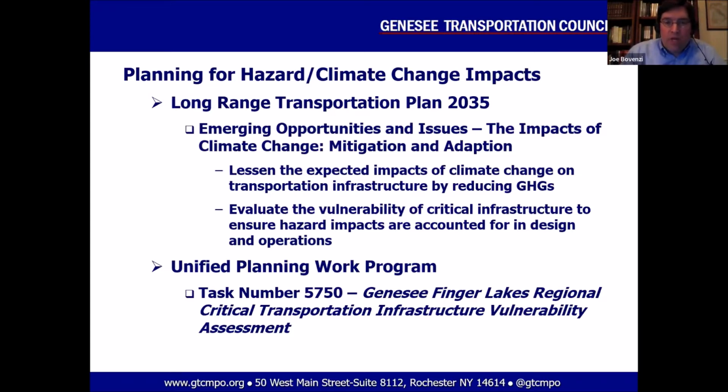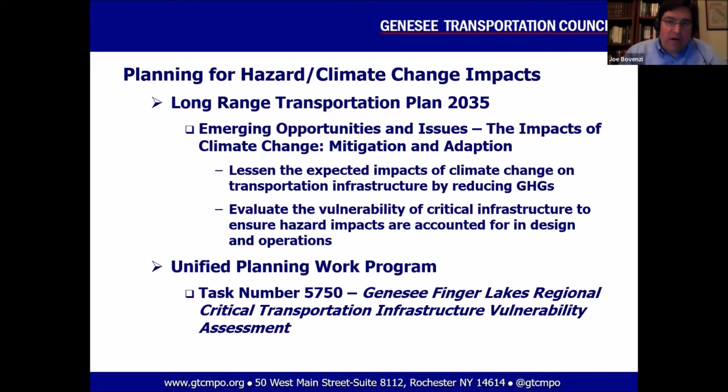Mitigation being actions or strategies that we can take to lessen the impacts of climate change in our region. And then adaptation being actions that we can take where we understand that there's going to be changes in weather patterns, you know, flooding, precipitation. And so we have to adapt our infrastructure and services to better withstand those impacts.